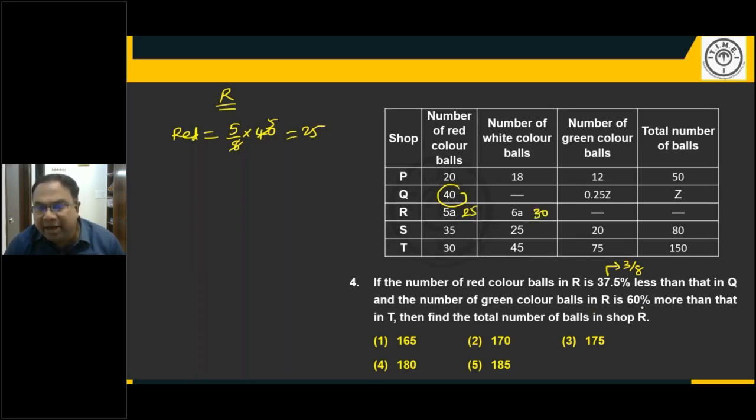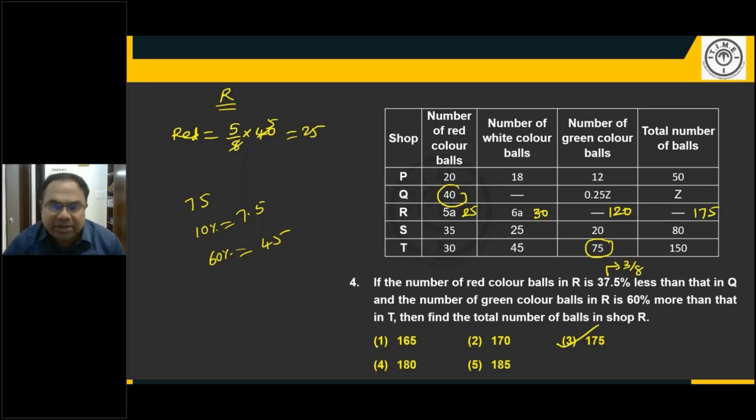The number of green color balls in R is 60% more than T. Green color balls are 60% more than T. T is 75. 10% is 7.5, 60% is 6 times that, 45 more. So 75 plus 45 is 120. Total number of balls in the shop is 120 plus 30, which is 150, plus 25, 175. 175 is choice 3. Okay.